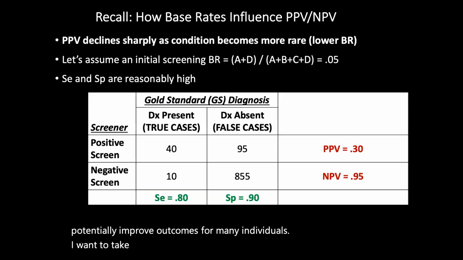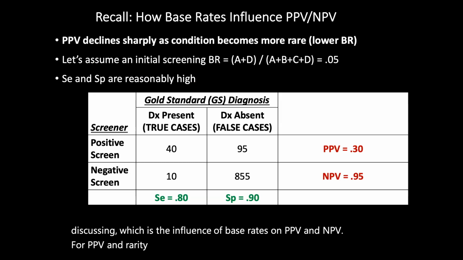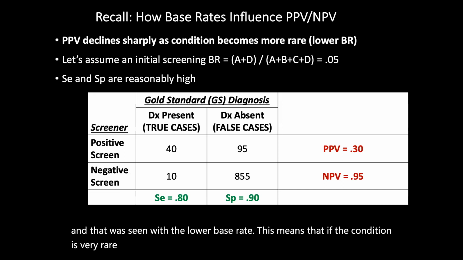I want to take this moment to revisit and emphasize a key point we've been discussing, which is the influence of base rates on PPV and NPV. For PPV and rarity, PPV declines sharply as a condition becomes more rare, and that was seen with the lower base rate. This means that if the condition is very rare, even if your test shows a positive result, it's more likely to be a false positive.